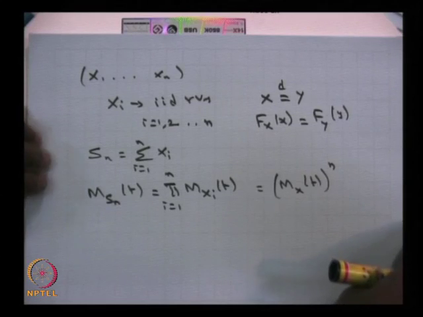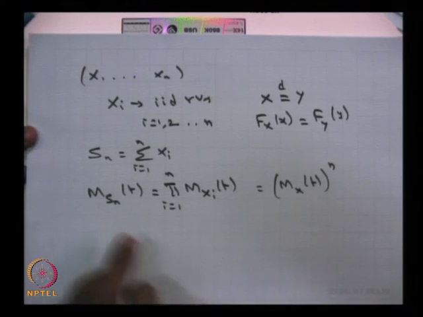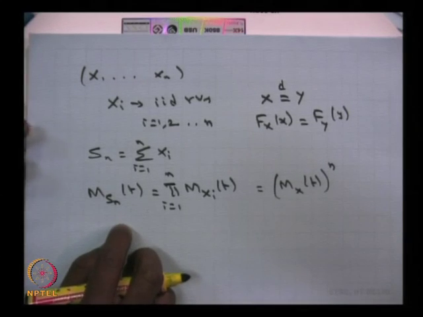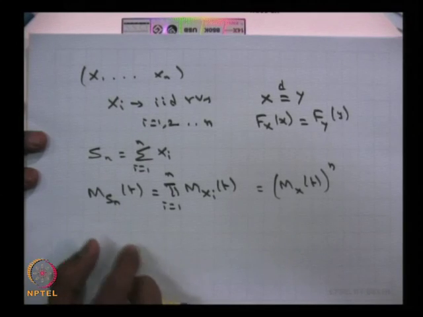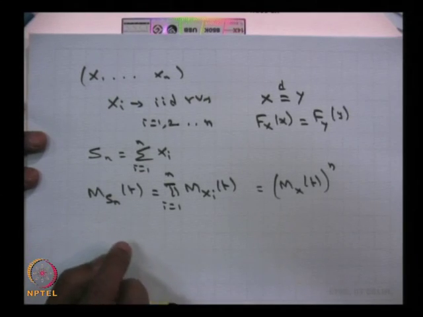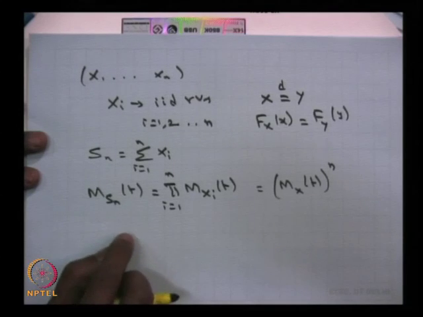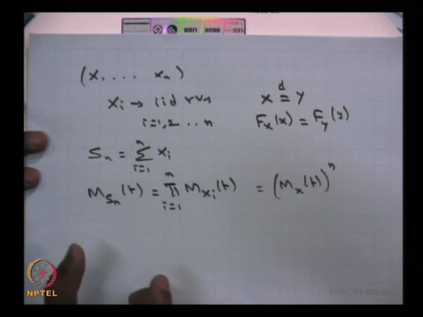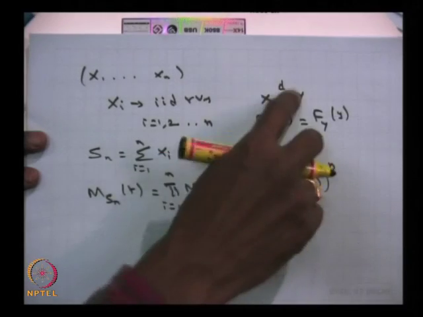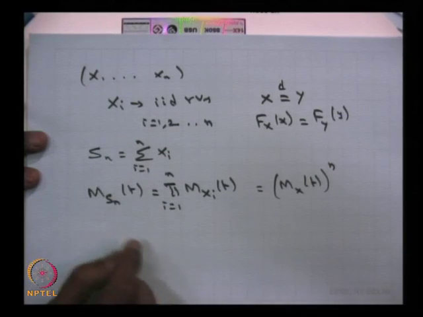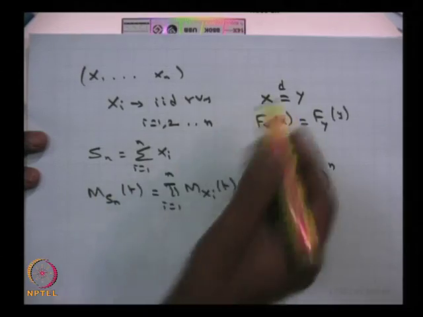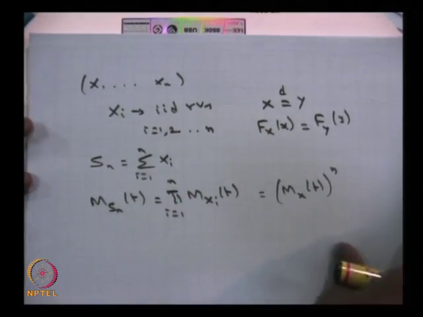Suppose you find out the MGF of some unknown random variable and it matches the MGF of a standard random variable, then you can conclude the unknown random variable is also distributed in the same way. That means, the way you use the CDFs, if they are the same, then the corresponding random variables are identical. In the same way, if the MGFs of two different random variables are the same, then you can conclude the random variables are identically distributed.